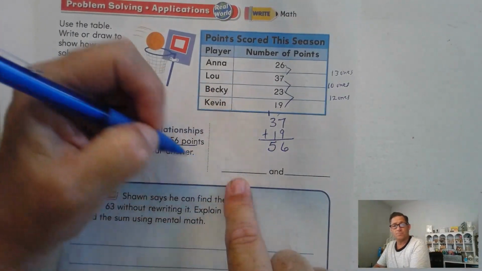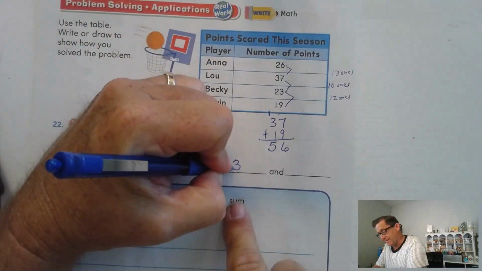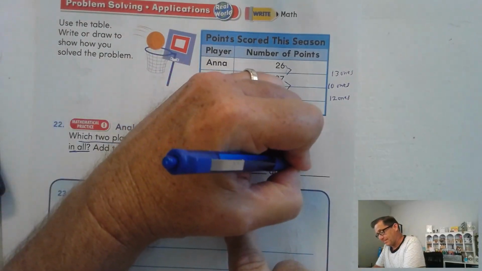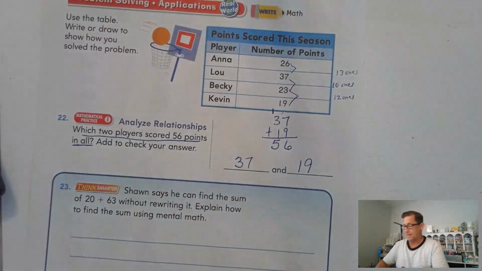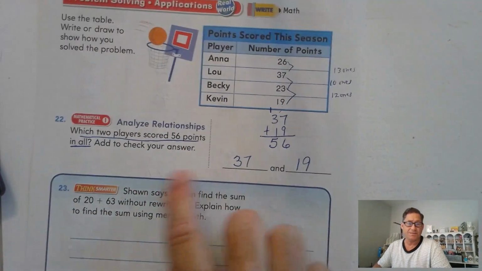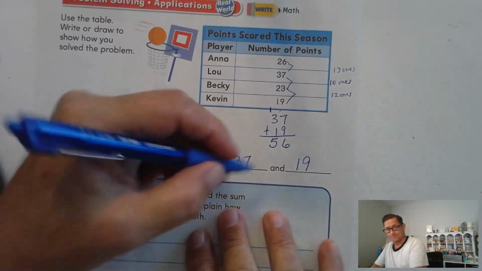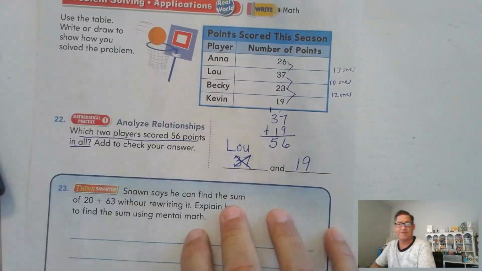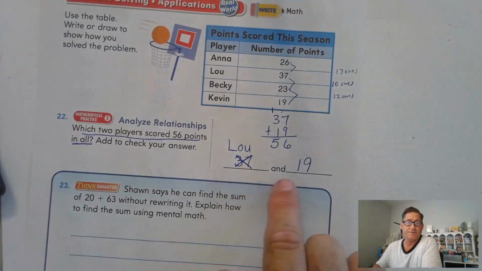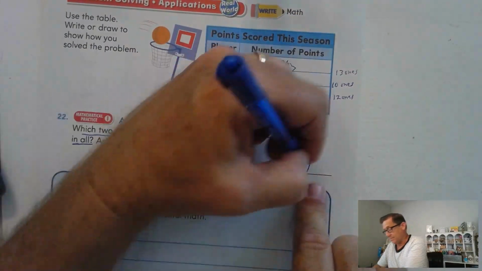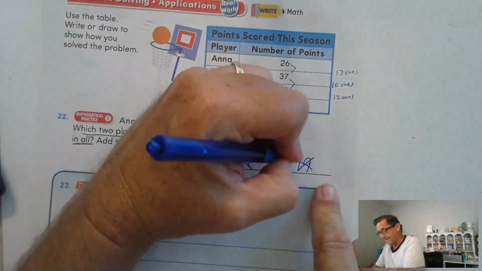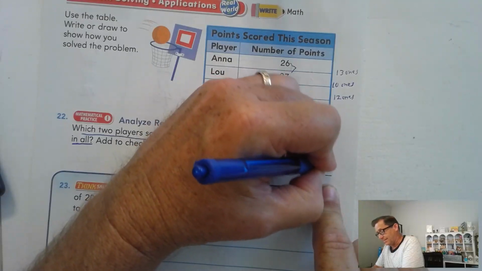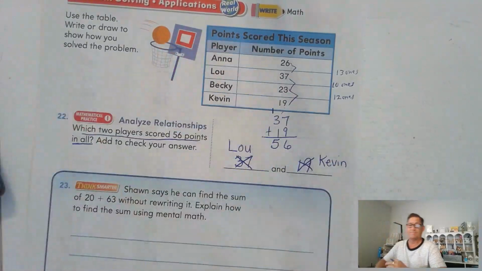All right, so what are our numbers? 37 and 19. Except it doesn't say which numbers, it says which two players. So it's not 37. 37 is not a player. Lou is a player. 19. 19 is not a player. Kevin scored 19. Okay, so Lou and Kevin.